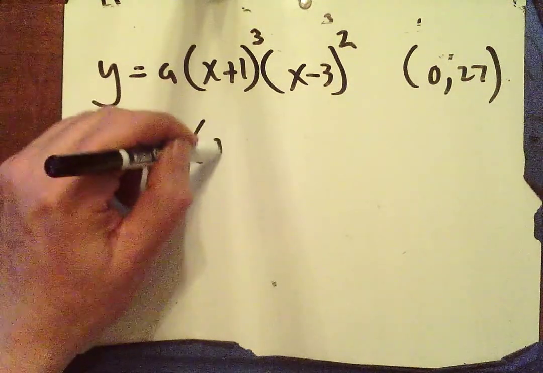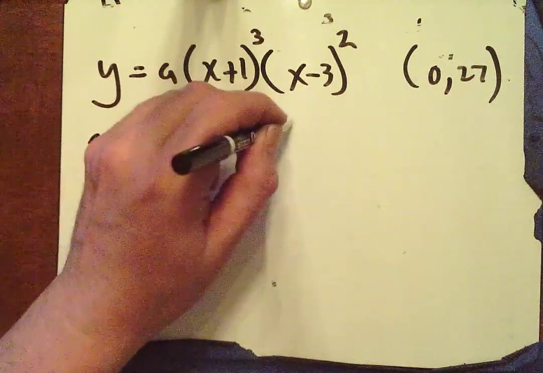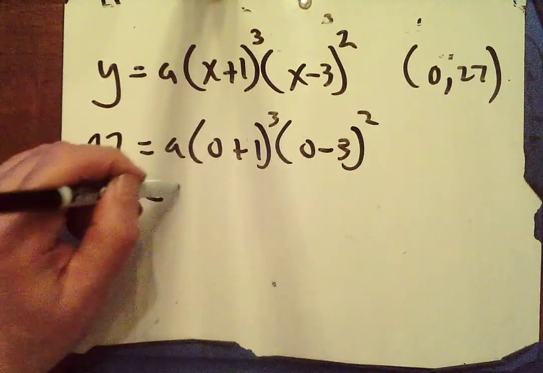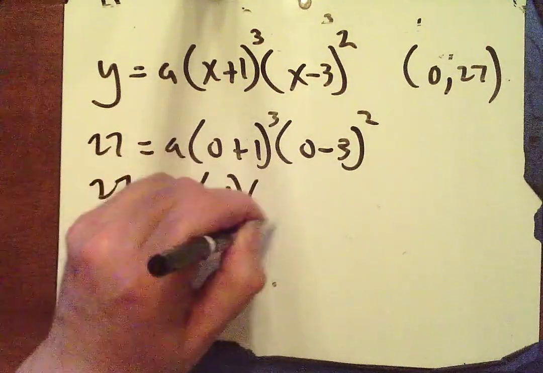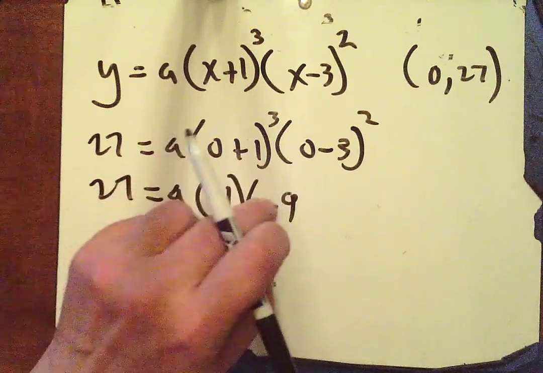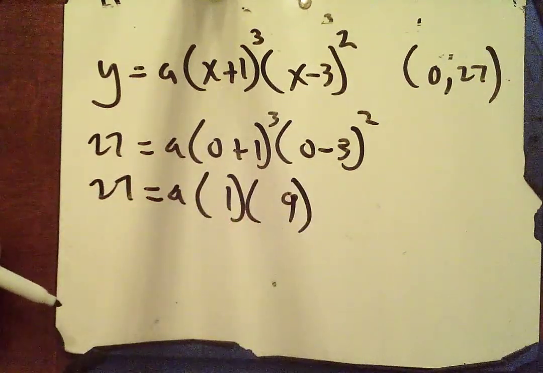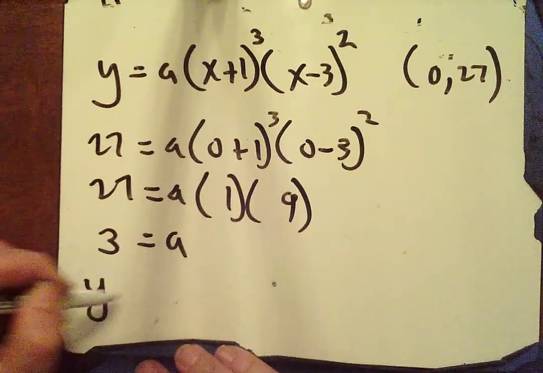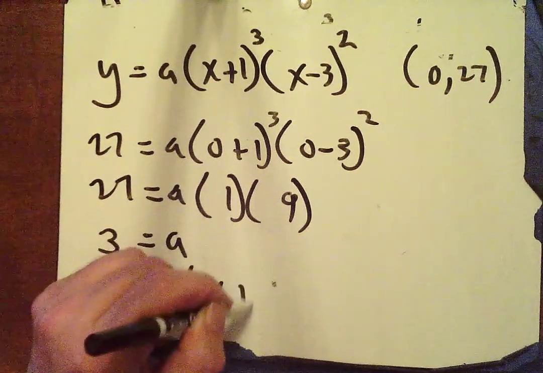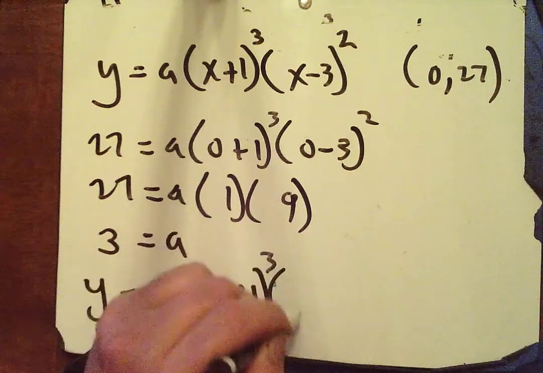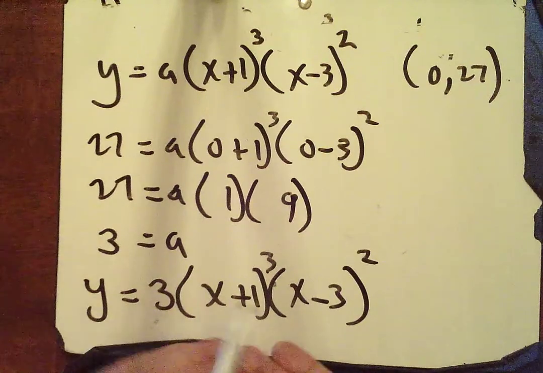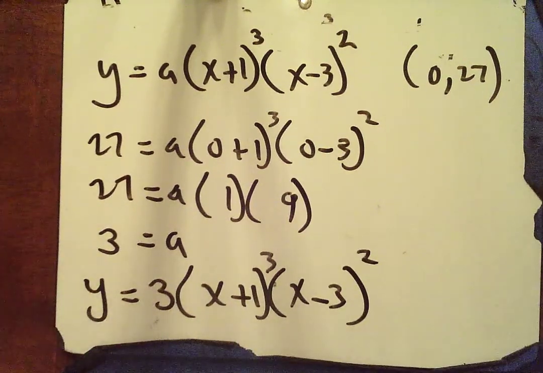27 equals a(0 plus 1) to the third, (0 minus 3) squared. Or 27 equals a, 1 times 9, not 0.99. So if I divide both sides by 9, I get that a equals 3. So our polynomial looks like this. Please do not FOIL this out. No, just leave it like this and walk away. Okay, part B.